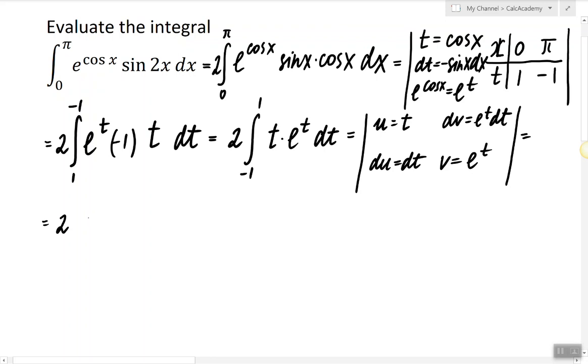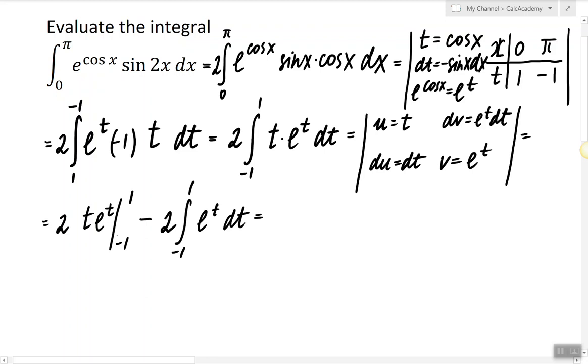Now we have 2 times uv, which is t e to the t, and now we're going to evaluate it from -1 to 1, minus the integral of v du. So we're going to distribute that 2 from the front of the integral and write this integral from -1 to 1 of e to the t dt.